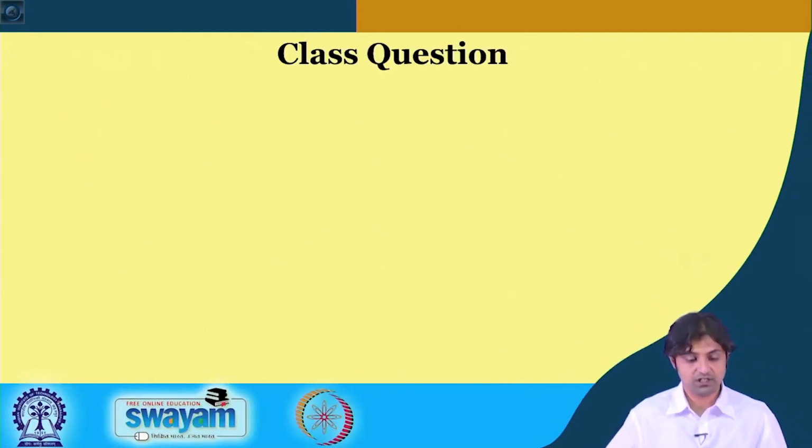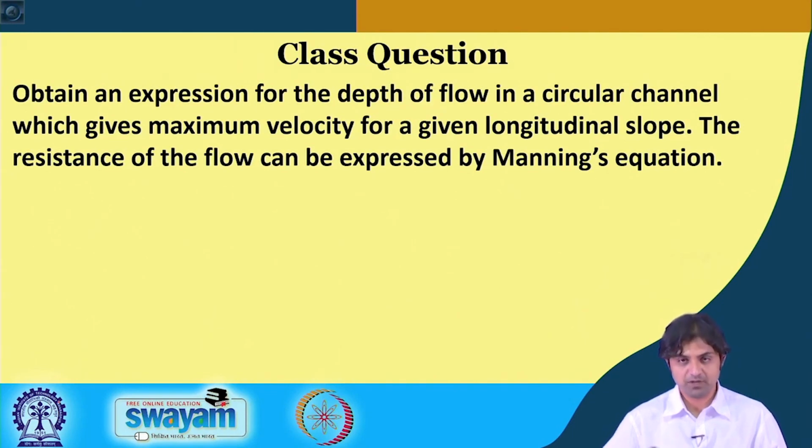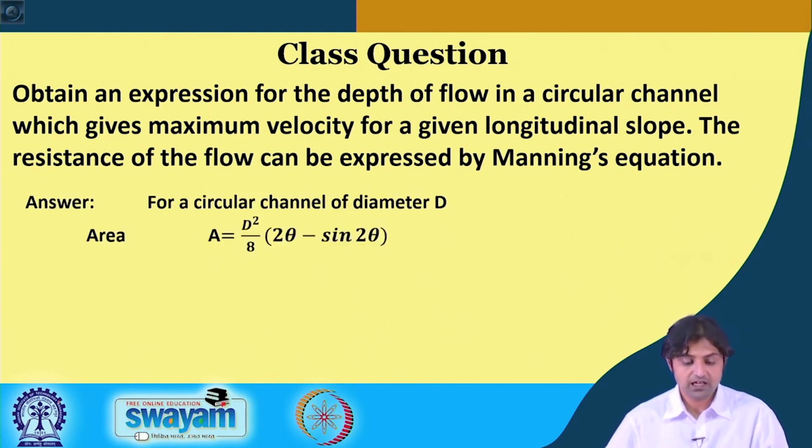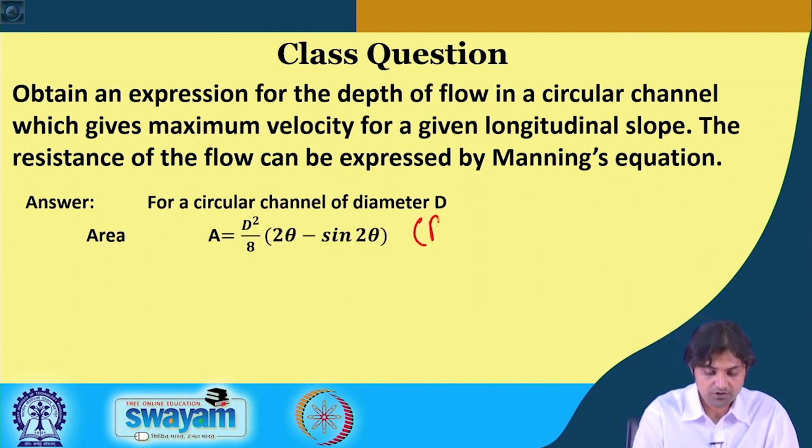We will see some questions as well. The best way to go for this concept is through solving a problem. The question is: obtain an expression for the depth of flow in a circular channel which gives maximum velocity for a given longitudinal slope. The resistance to flow can be expressed by the Manning coefficient. We already know about the circular channel because we derived it in the last question. For a circular channel of diameter d, the area in terms of diameter and theta is d square by 8 into (2 theta minus sin 2 theta), from the previous question.